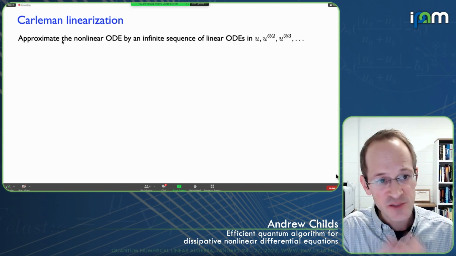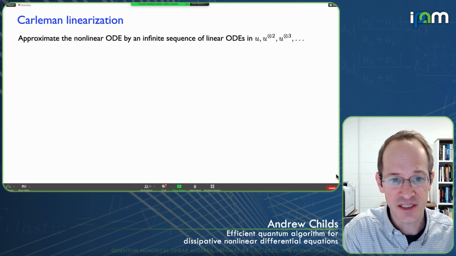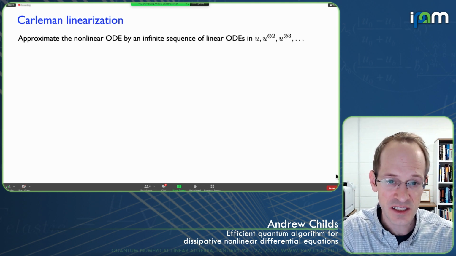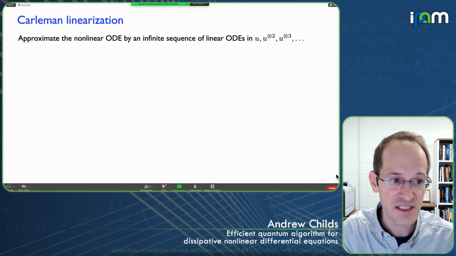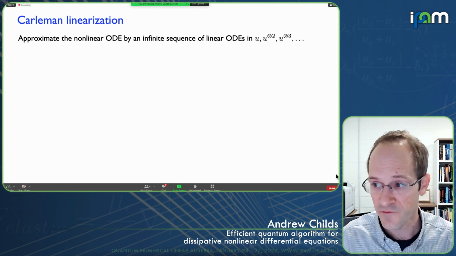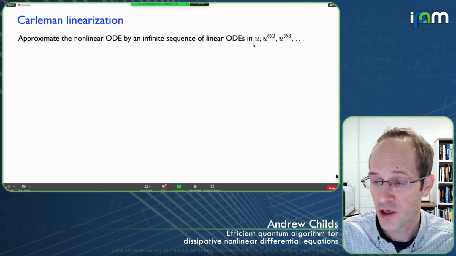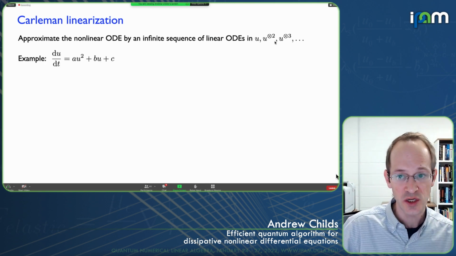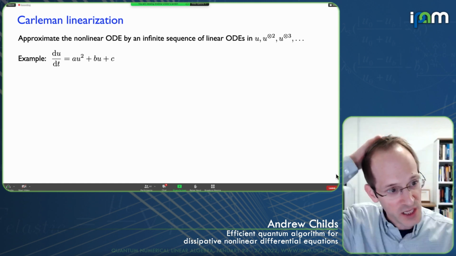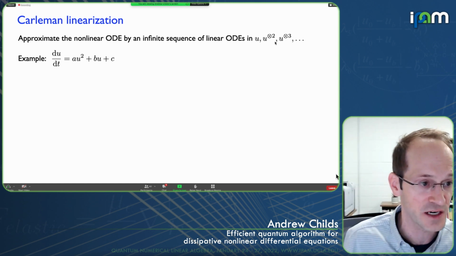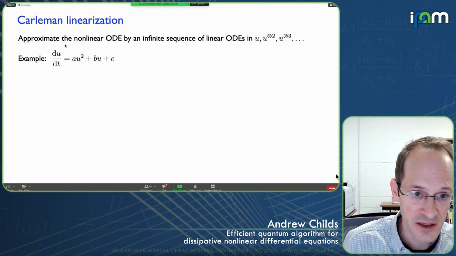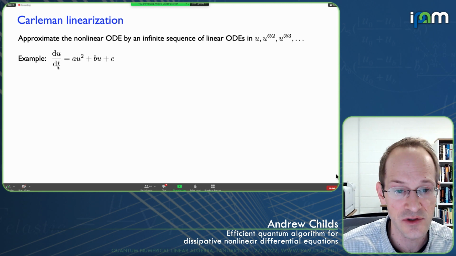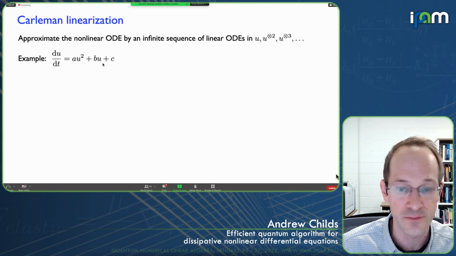Okay, let me briefly explain the idea of this Carleman linearization procedure. The idea is that we can approximate the system of nonlinear differential equations by an infinite sequence of linear differential equations, where the variables in that larger system are tensor powers of the vector. Let's see how that works. Let's think about the simple special case where we just have a scalar equation, so we don't have to write any tensor products. The general quadratic nonlinear differential equation looks like du/dt equals a quadratic function of u.